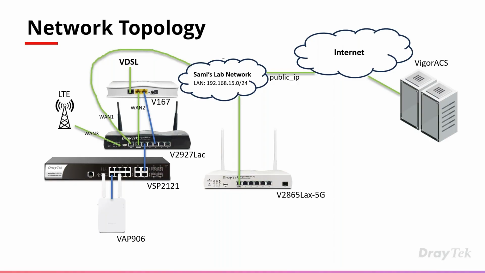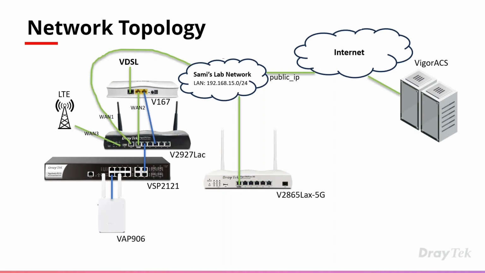First I've got the 2927, which is connected to the lab network via WAN 1. I have WAN 2 connected to a VDSL line via the Vigor 167. And then WAN 3 is just an LTE connection that I have enabled. The router is also connected to a switch, which is the VigorSwitch P2121, and I have that switch connected to an AP906 as well. Alternatively, I have a 2865 LAX 5G as well, which is connected to the lab network via WAN 2. And that is the overall network topology of what we have within VigorACS.